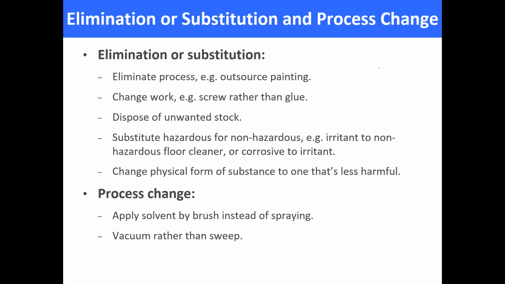Okay, so elimination or substitution is the best way. Most of the time it's not always possible, but you can do it by outsourcing the paint activity to an expert, changing the work, disposing of unwanted stock, substituting hazardous substances with non-hazardous substances, or changing the process: apply solvent by brush instead of spraying. That is another very good control measure.